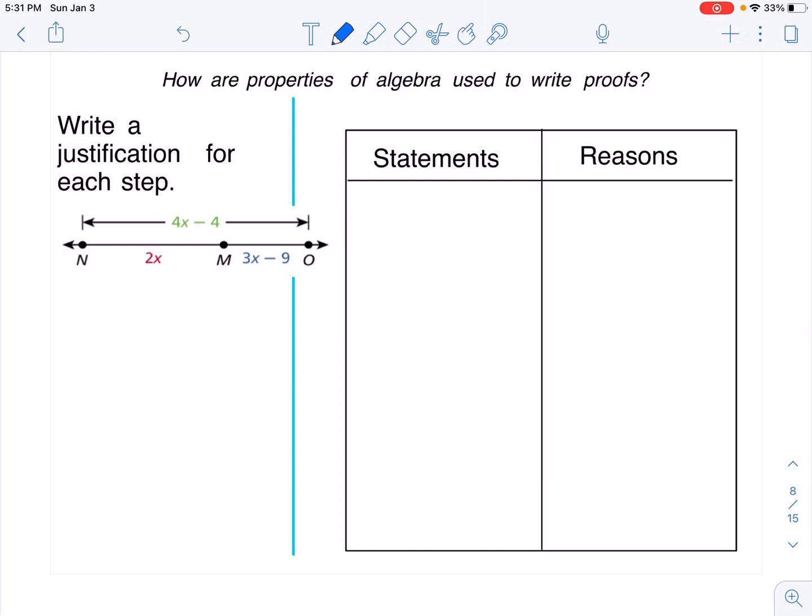All right, so now let's start with geometry and turn it into an algebraic proof. So my first step is to write down not the picture, but an equation. So I'm going to do part plus part equals whole. So I have 2x plus 3x minus 9 equals 4x minus 4.